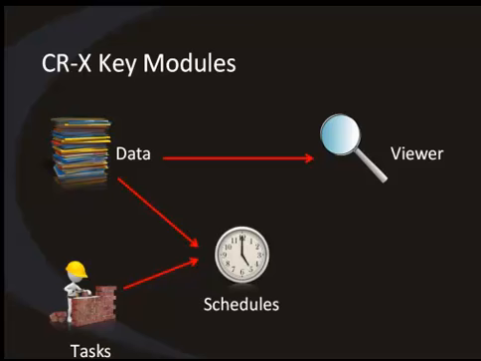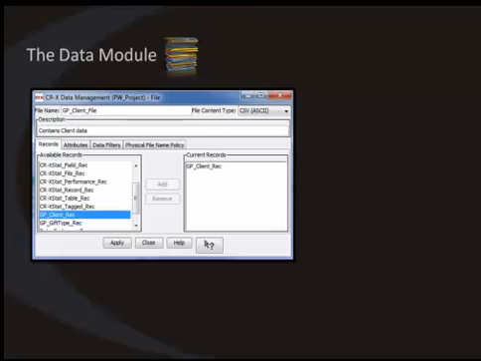Schedules bring the data and the tasks together and determine how often and on which files a task should run. Finally, use the monitor to view the progress of running tasks. A color-coded display lets you easily identify whether tasks are running, waiting for an event, or are complete. We will now look at each of the key modules in more detail.